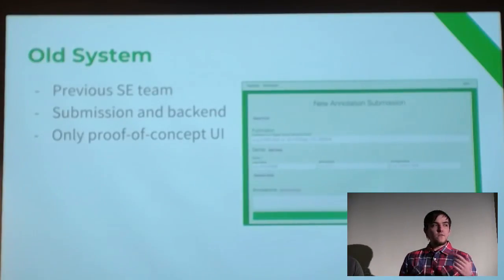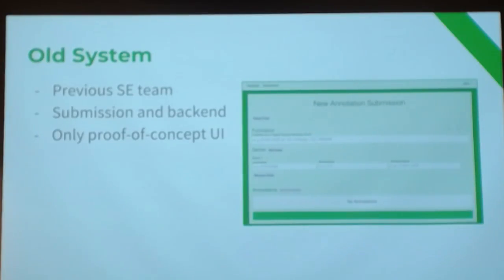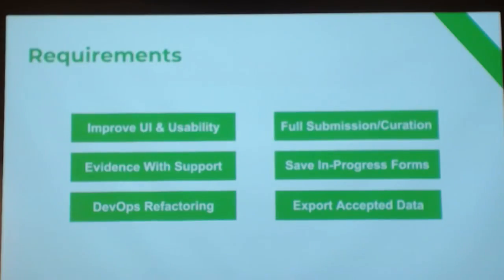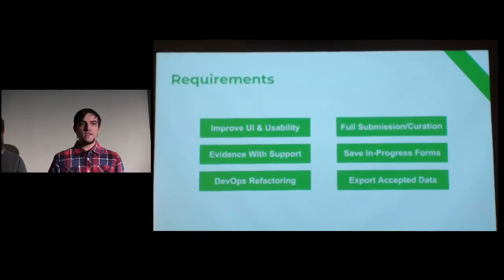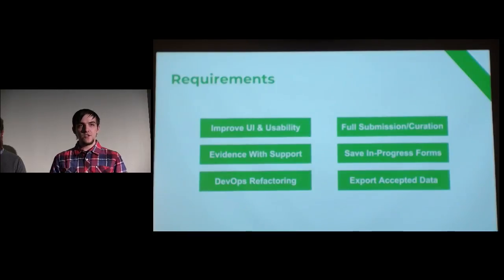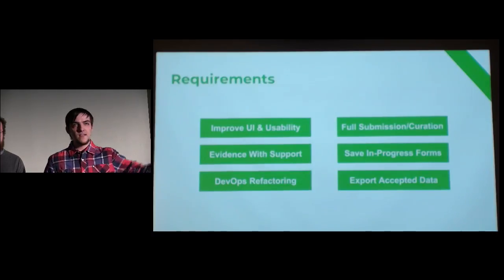So last year, another team took on the task of creating this system for them. They handled most of the back end, most of the database work, and they set up part of the submission workflow. But the UI was sort of proof of concept. When the project came to us, we had a list of requirements. The top two, improving the UI and UX and finishing the full submission and curation workflow, were the top ticket items that we needed to complete, along with some extras, especially the exporting of data.